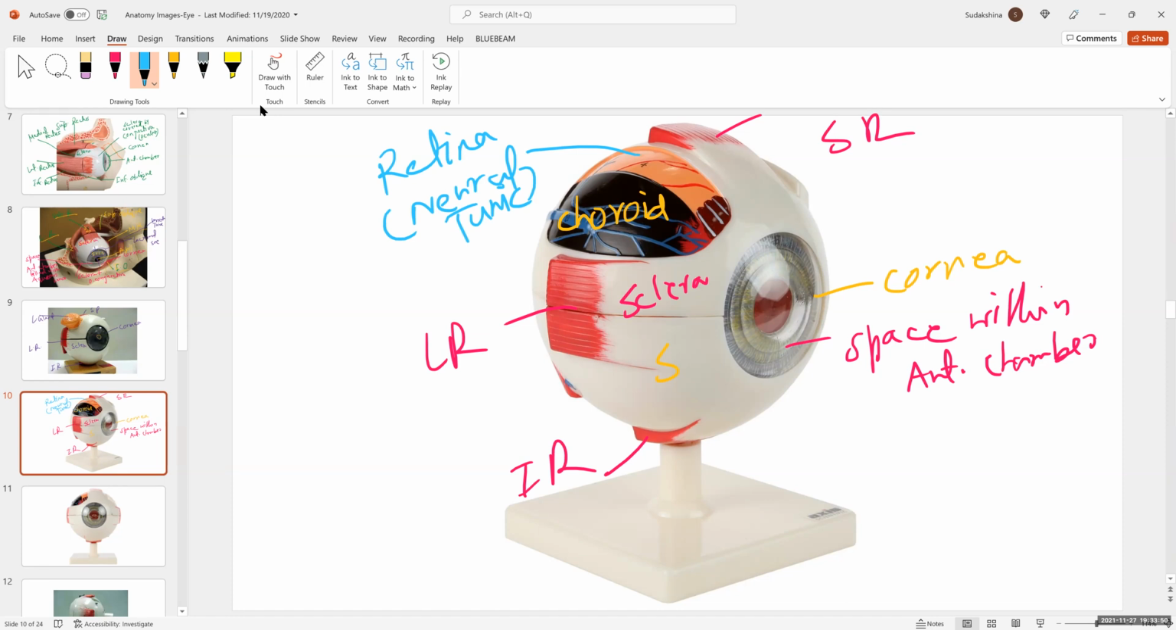Vascular tunic is more than choroid. Iris is part of the vascular tunic. Pupil is part of the vascular tunic. Ciliary body is part of the vascular tunic, not choroid, which is why the vascular tunic has more parts. So you need to name them by each part. That part of the vascular tunic that's the main wall of the eyeball, you call it choroid. Okay.